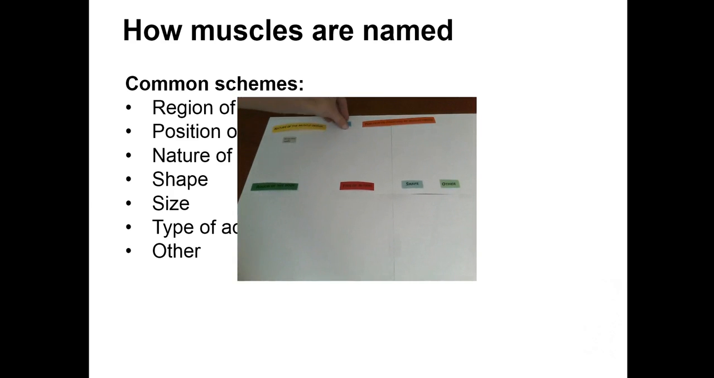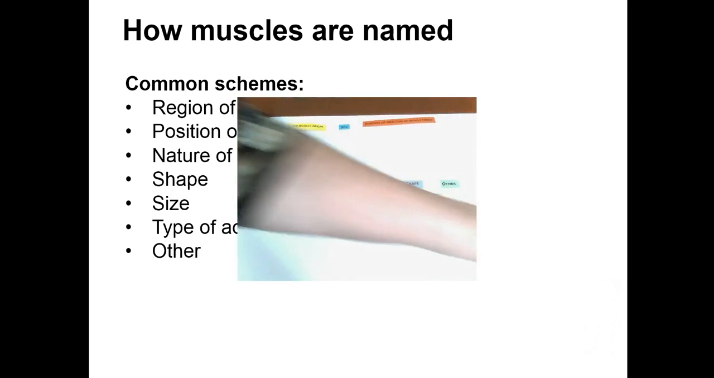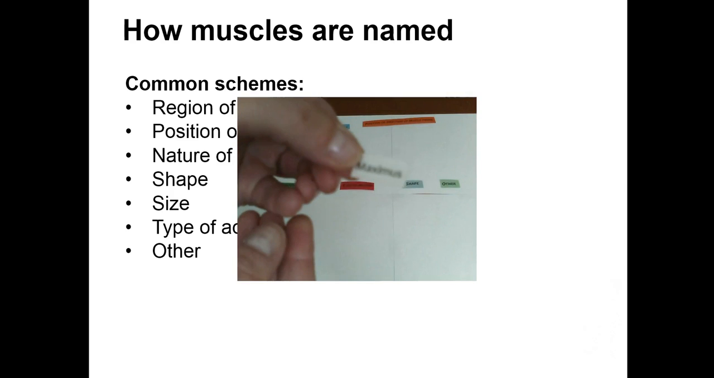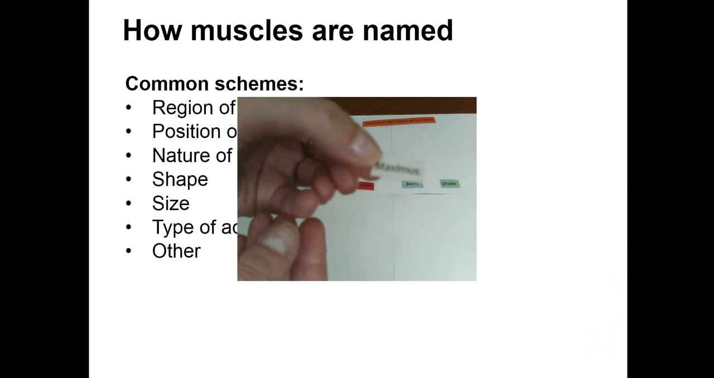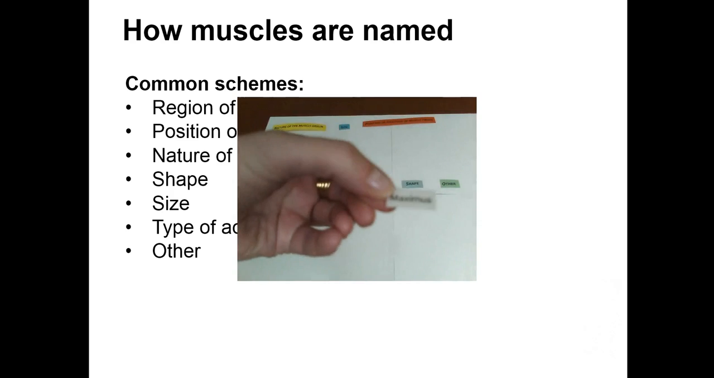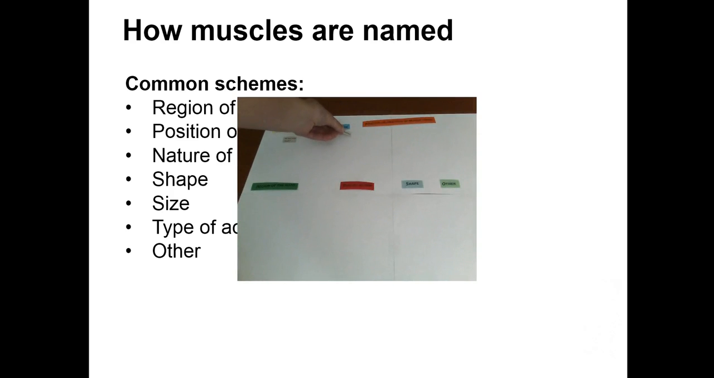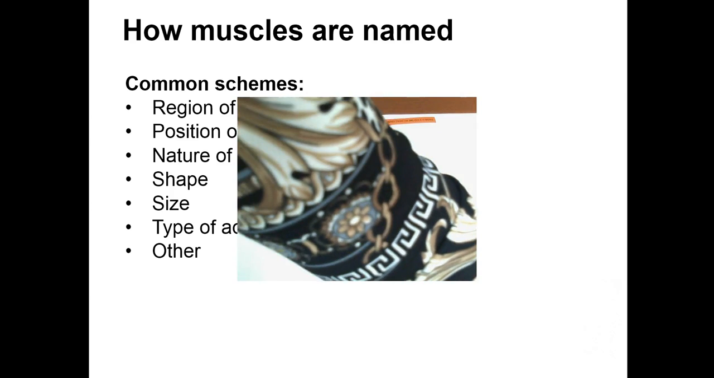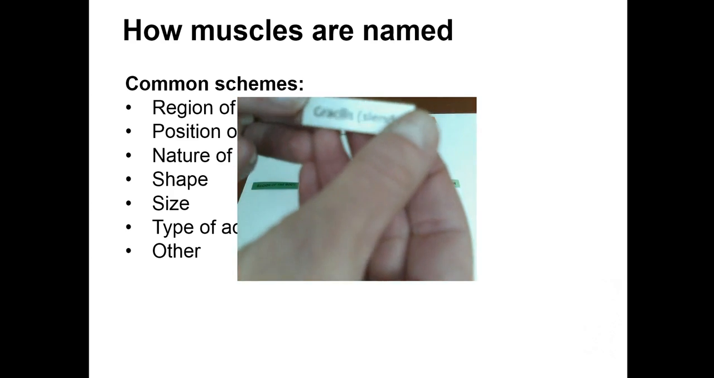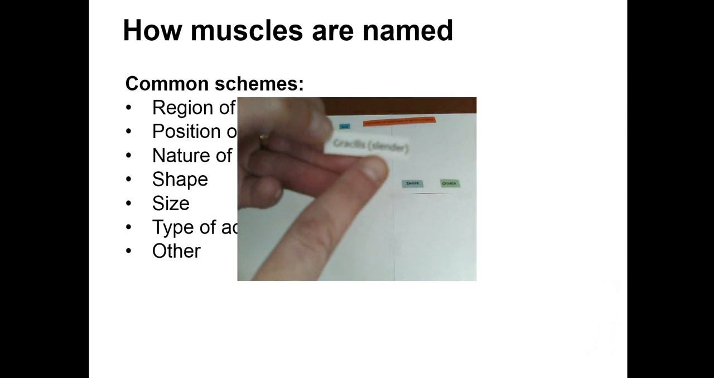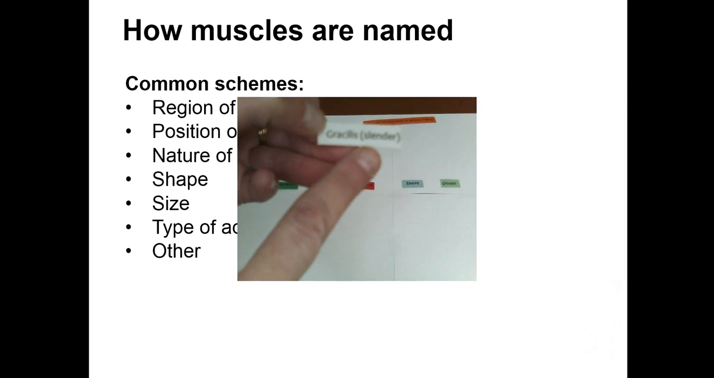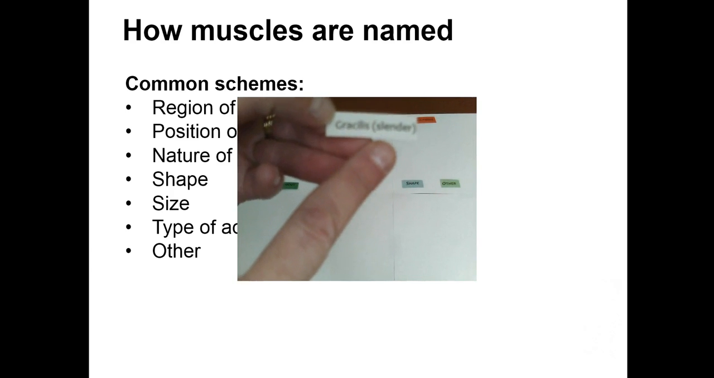Now another category that we have here, this one is going to be size. So muscle names based on size. Well, for example, we have one here that says Maximus. Well, Maximus, you think maximum, you think big, large. That's one that goes under size. Just as another example, we have one here that says gracilis, and then in parentheses I've put the word slender. Okay. So that would go under size.